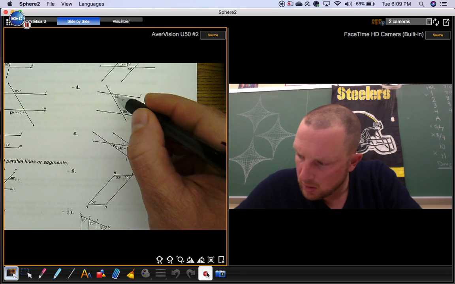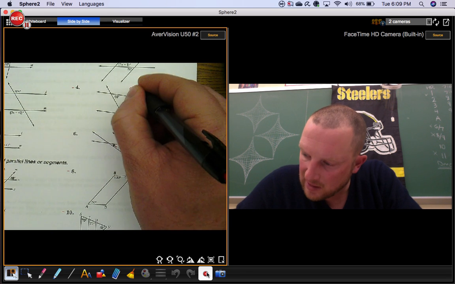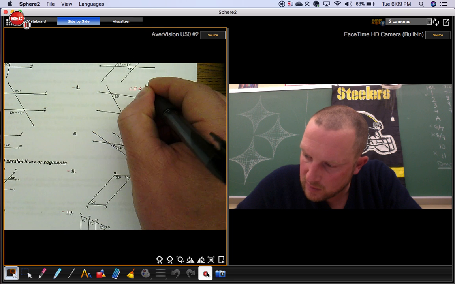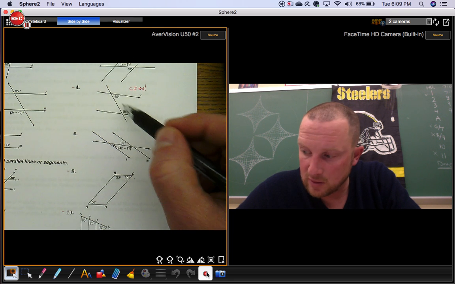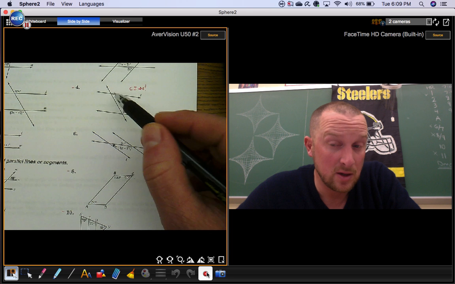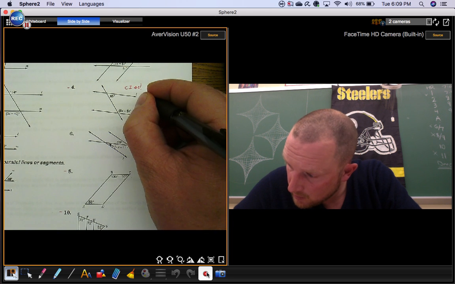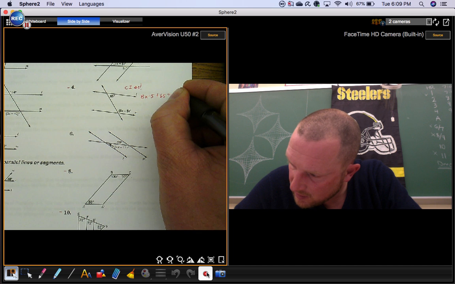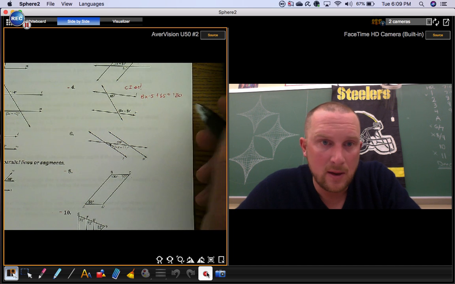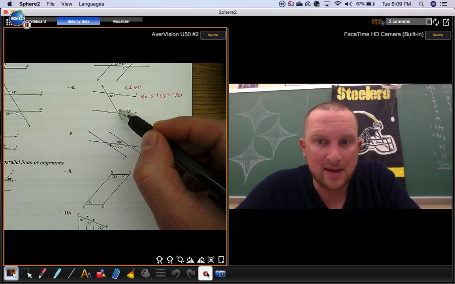Number 4. These angles are consecutive interior angles. Those are the ones that aren't the same. That's acute, that's obtuse. They're not going to be the same, but they will add to 180. So your 8x minus 5 plus the 65 equals 180. Now some of you may have already done the math to start with.